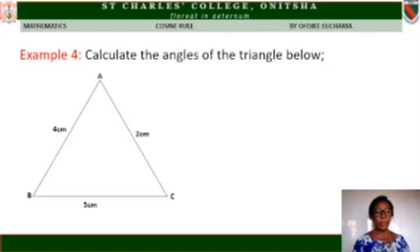In example 4, we are asked to calculate the angles of the triangle below, which means we are expected to find the 3 angles. Now, you saw the capital A, capital B, and capital C. We have seen previously that the side facing capital A is small a. The side facing capital C is the small c. The side facing capital B is the small b.